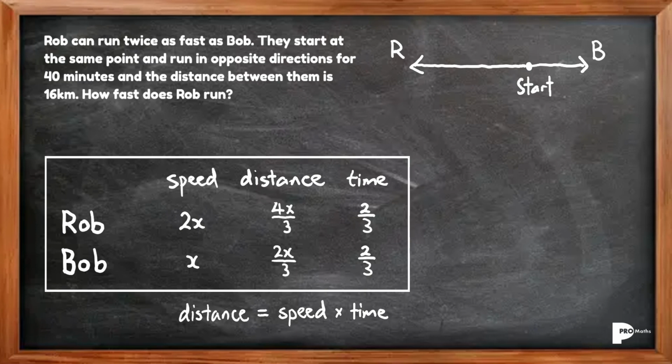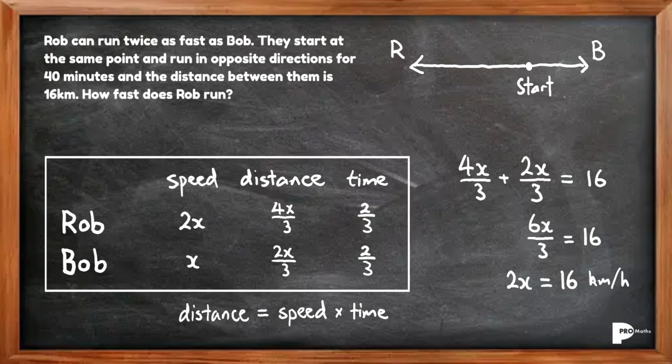Now creating an equation, we know that the distance between them is 16 kilometers, so it makes sense to add their distances traveled since they're running in opposite directions. We have 4x on 3 plus 2x on 3 equals 16, 6x on 3 equals 16, 2x equals 16. And since Rob's speed is represented by 2x, we're done. He runs at 16 kilometers per hour.